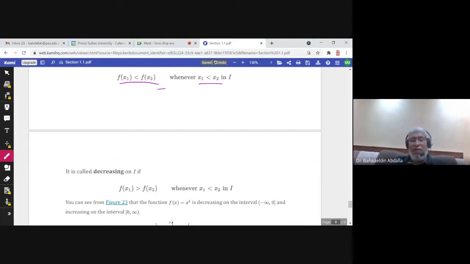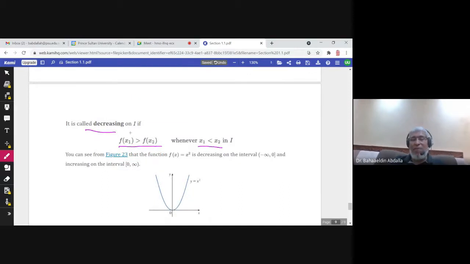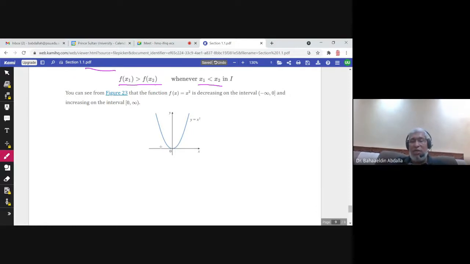If f of x1 is greater than f of x2, when x1 is less than x2, then the function is decreasing. For example, here, if you take x1 and x2, x1 less than x2, you will find that f of x1 is greater than f of x2, not less than, because the function is decreasing. So for the quadratic function, the parabola y equals x squared, we notice that the function is decreasing on the interval negative infinity to 0, and increasing from 0 to infinity.